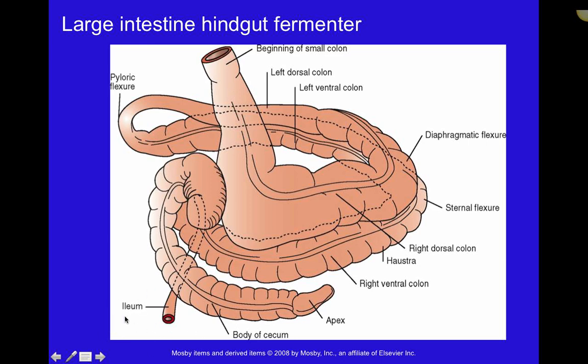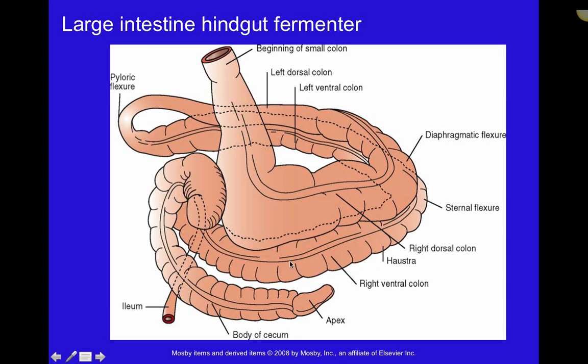We have the entrance at the ileum, which works its way into the cecum. So this is what I was saying about the cecum being a blind sac. So this is the entrance, the ileocecal junction into the cecum. It works its way through the cecum, which is a sac, comes back up, and then starts making its way through the colon. Okay, so this is the right ventral colon. Haustra are little striations, so those muscular divisions within the colon.